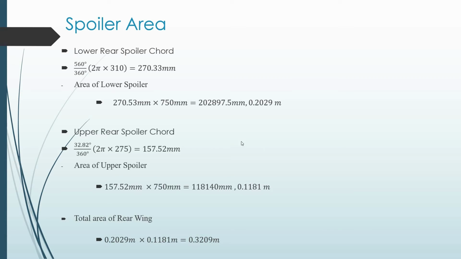We'll be getting 270.33 mm. And as for the area of the lower spoiler, we'll be getting 0.2029 meters. As for the upper rear spoiler chord, we'll be taking 32.82 degrees over 360 degrees multiplied by 2 pi multiplied by 275, and then we'll get 157.52 mm. And the area of it will be 0.1181 meters. And the total area of the rear wing will be 0.3209 meters.